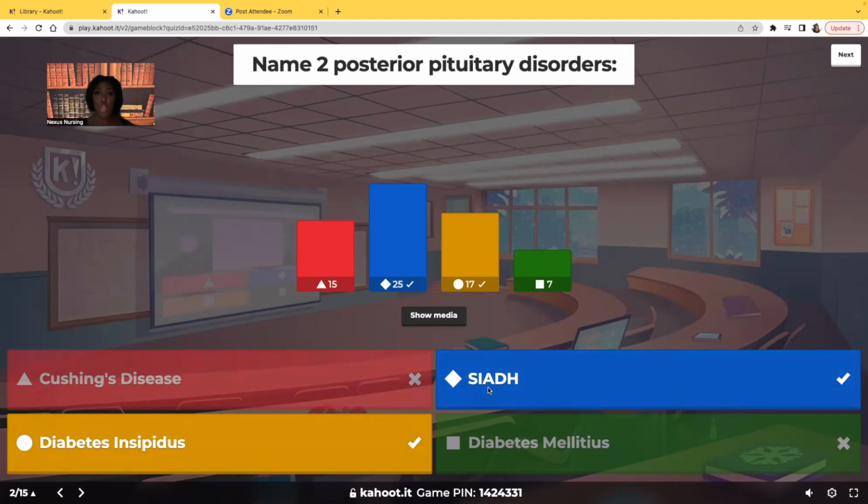SIADH stands for syndrome of inappropriate antidiuretic hormone. The patient has way too much ADH. They're holding on to all of their fluids. But the little bit of fluid that they do let go of in the urine is full of solutes, right? So even though the urine output is down, the urine specific gravity is up, right?